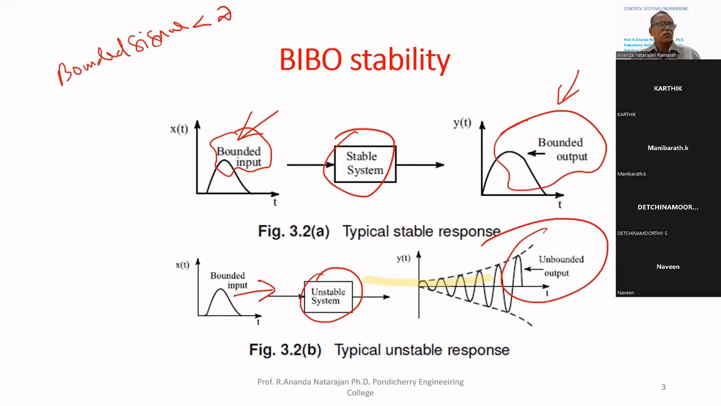All measurable inputs are bounded inputs. If it is infinity, we cannot measure it. So all measurable inputs are bounded inputs. If the output is also measurable, then it is a bounded output. So for a bounded input, if the output is also bounded, it is a stable system. For a bounded input, if the system gives unbounded output, then it is said to be an unstable system.